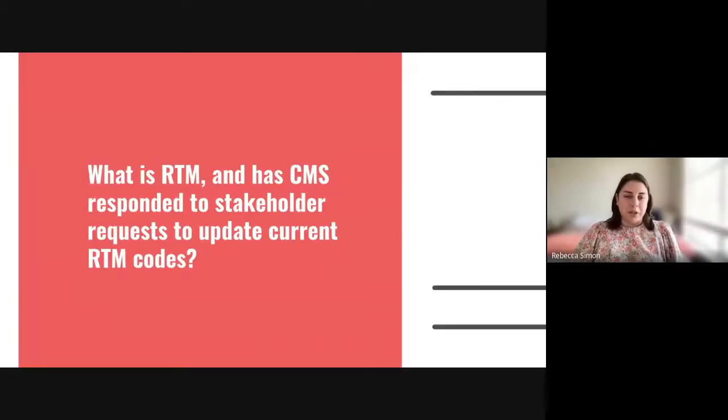So the fourth question we have is, we saw a lot of requests from stakeholders for CMS to update the current RTM codes. Could you explain to me again what RTM is? And then did CMS respond to these requests? Did we see anything about that in this proposed ruling?